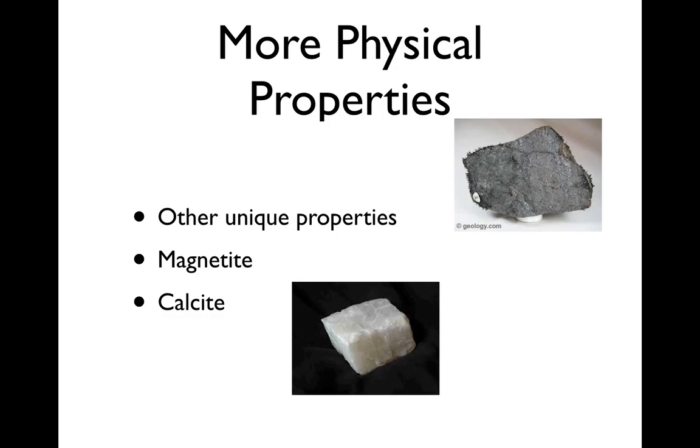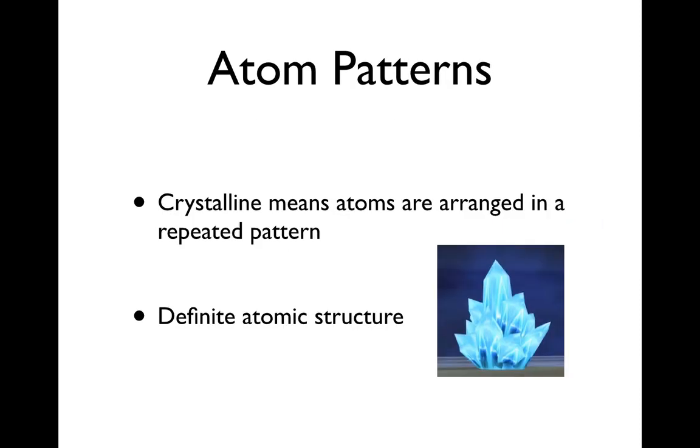Also, other unique properties that it could have is that some are magnetic, which if you have iron filings, the magnetite will actually pick it up. Next is calcite, and calcite will actually react with hydrochloric acid. Now, also, there's halite, which actually tastes like salt. Looks like calcite, but tastes like salt. Does not react with hydrochloric acid.